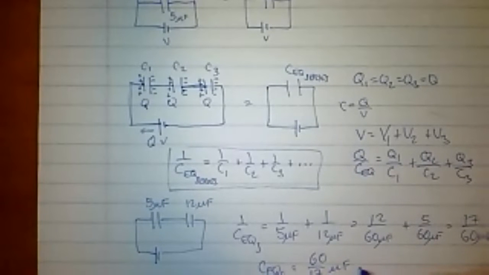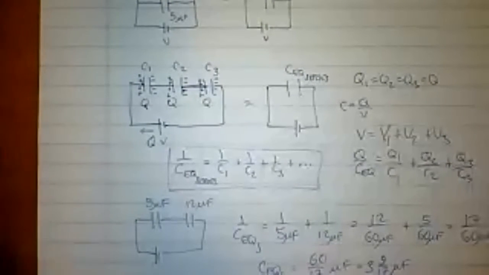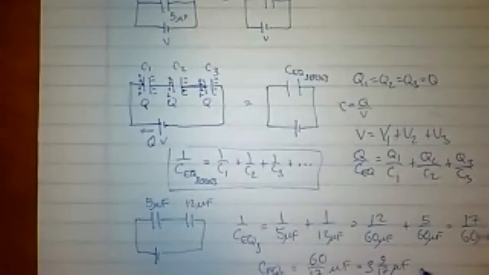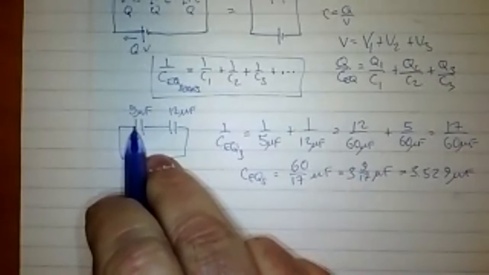Well, 17 goes into 60 3 times, and then it's left over where we got 3, 3, and 3. It's 9 left over. So that's 9 over 17 microfarads, which I could actually just calculate if I wanted to. So let's do that. 60 divided by 17. Well, I had a bunch of stuff on my calculator already. 60 divided by 17. That's going to give me 3.529 microfarads. So notice the total capacitance of these two was less than even the smallest one.